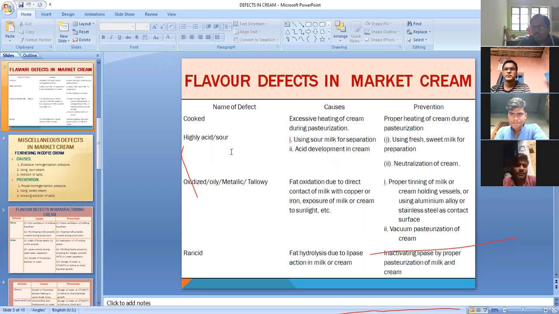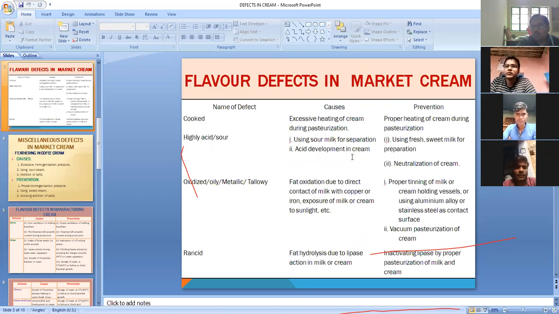If there is any developed acidity in the cream, according to the requirement of the product, suppose you are directly using the cream just after manufacture, then the acidity level of cream may be adjusted to 0.16 like that. But when you keep the cream for a longer duration, you definitely go for neutralization of cream.